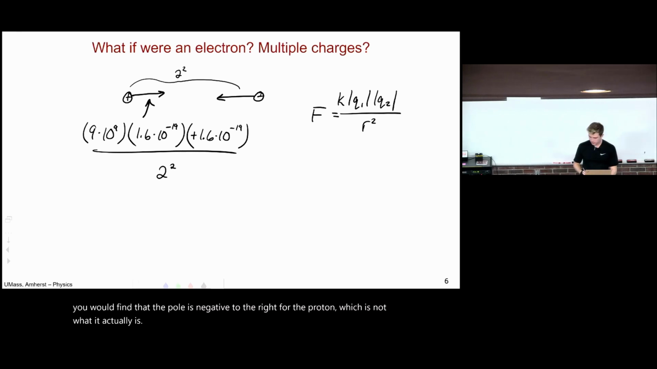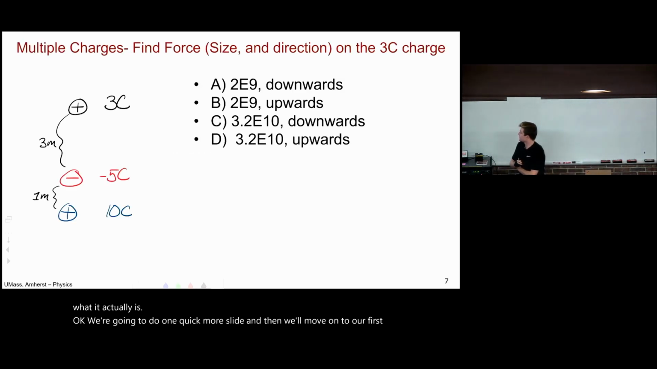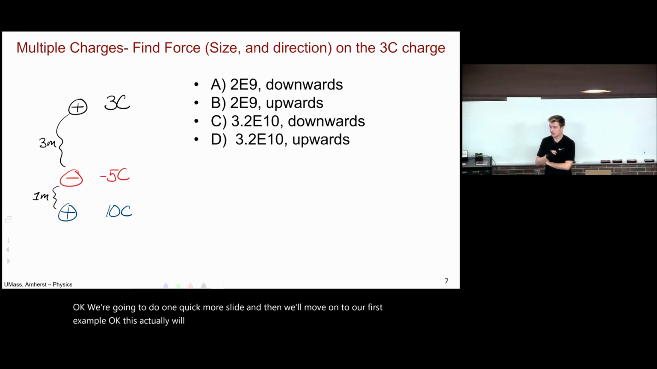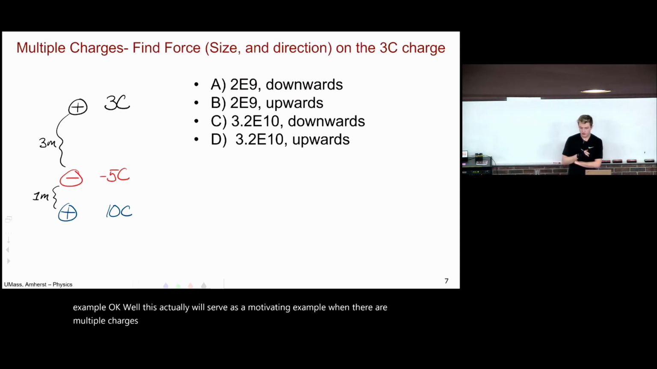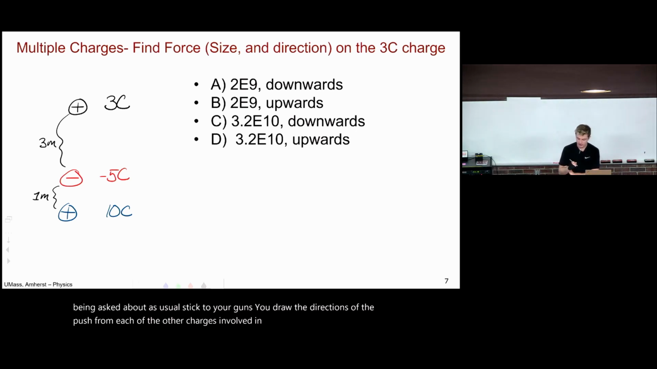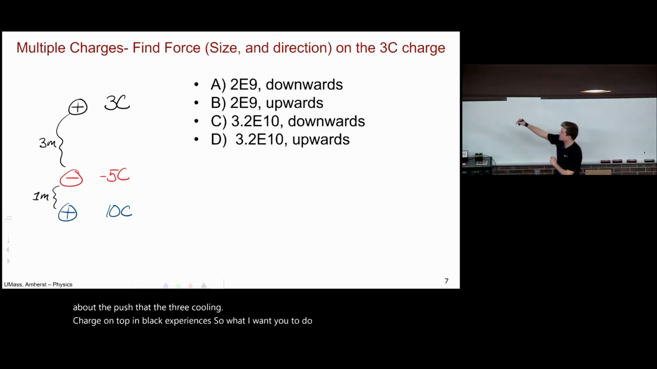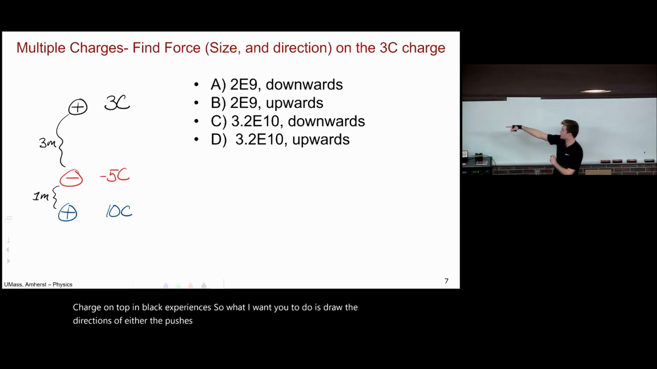Okay, we're going to do one quick more slide, and then we'll move on to our first example. Well, this actually will serve as a motivating example. When there are multiple charges involved, all you're going to do is, on whatever charge you're being asked about, as usual, stick to your guns. You draw the directions of the push from each of the other charges involved. In this case, I'm asking about the push that the 3 Coulomb charge on top in black experiences. So what I want you to do is draw the directions of either the pushes or pulls from the other 2 objects.